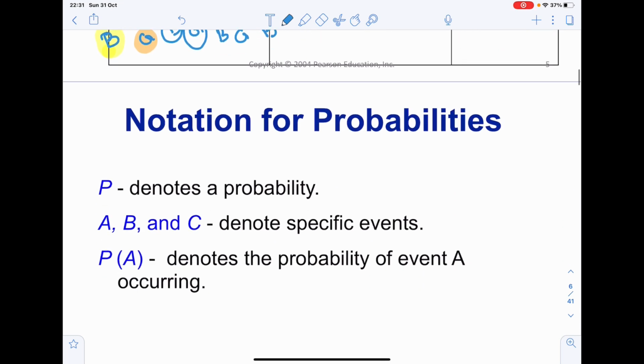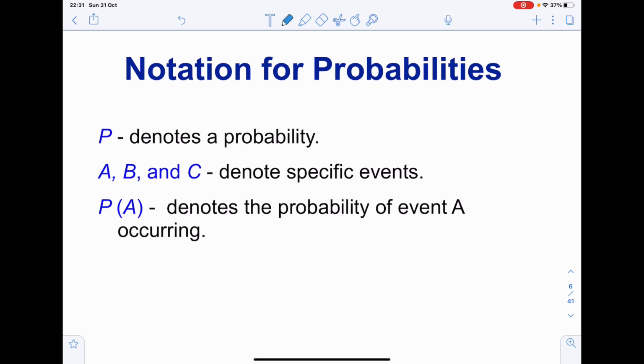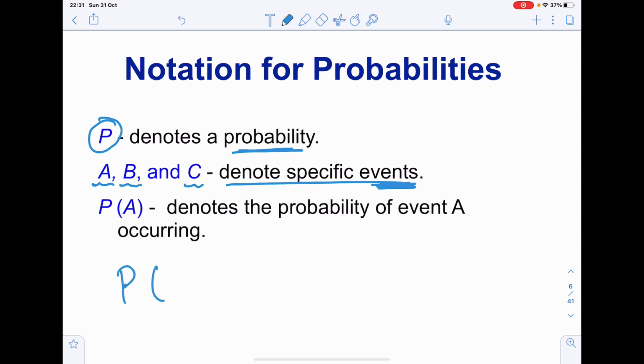Okay. So we have here such a notation, the P, which we use to denote the probability. And we usually use the uppercase letters of the alphabet, for example A, B, and C, to denote specific events. And we can say the probability, then parentheses like this, and A, the probability of A, to denote the probability of event A. So if we want to say the probability of event A, we write it in this form.